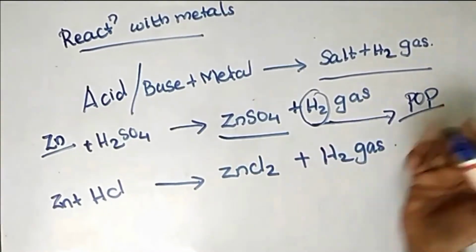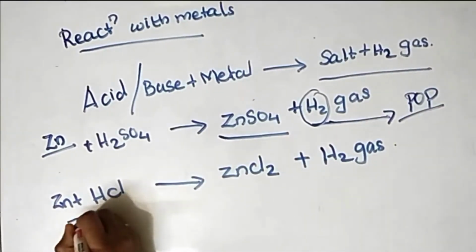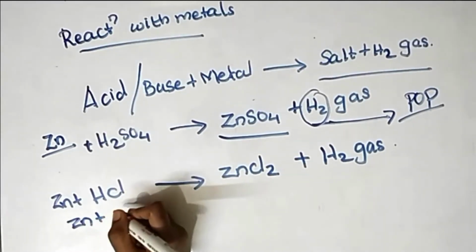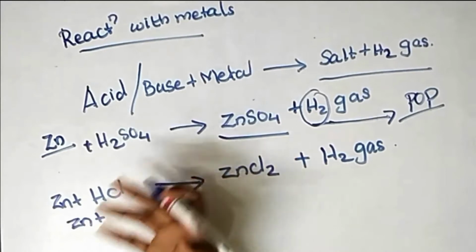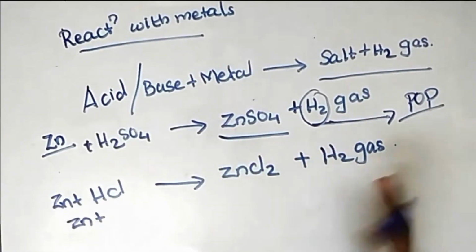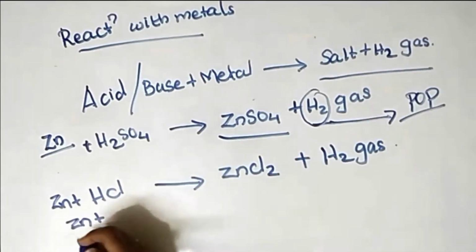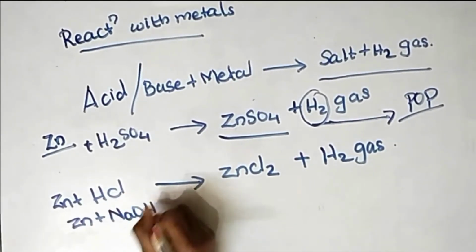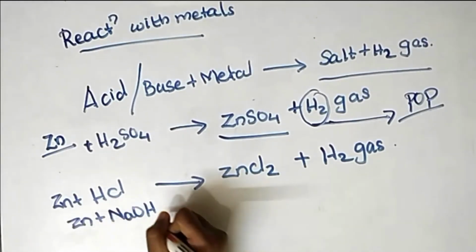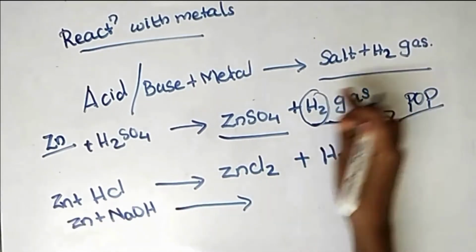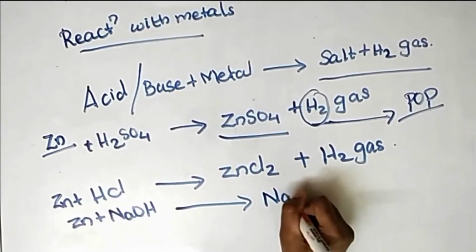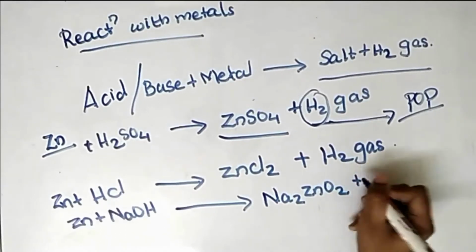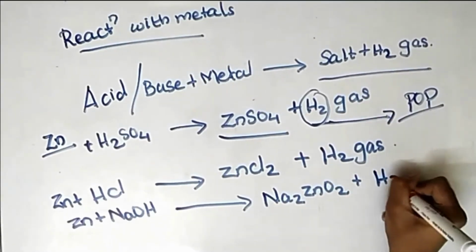Next we will look at the base, that is, when zinc metal reacts with a base. Examples of bases are sodium hydroxide and magnesium hydroxide; hydroxide salts, or hydroxide ions, come under the base. We can take sodium hydroxide. When zinc reacts with sodium hydroxide, the base, again a salt is formed, that is sodium zincate, Na2ZnO2, along with hydrogen gas.